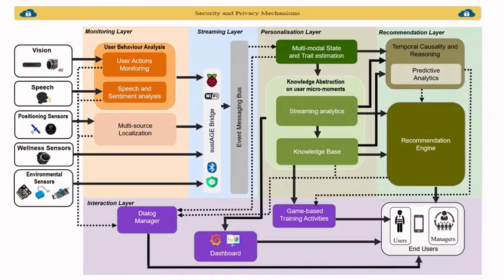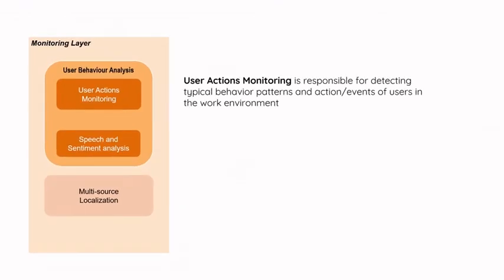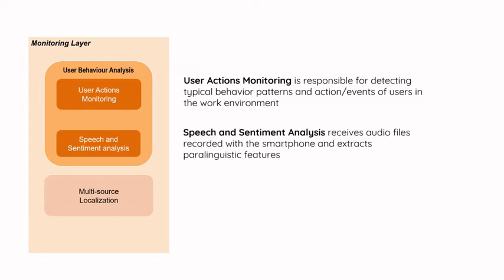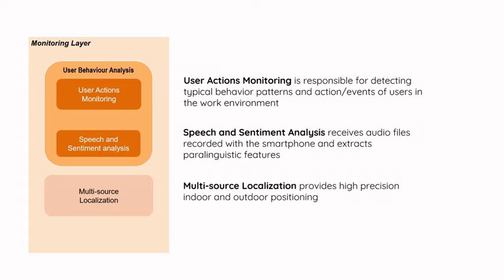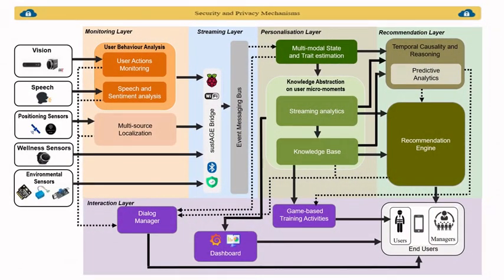The monitoring layer comprises components that receive raw sensor data and perform initial processing before forwarding them to the next processing layer. User actions monitoring is responsible for detecting typical user behavior patterns, actions, or events in the work environment. The speech and sentiment analysis component receives audio clips recorded with a smartphone and extracts paralinguistics features. The multi-source localization component collects information from location tracking sensors and provides accurate location information for users and objects in real time.